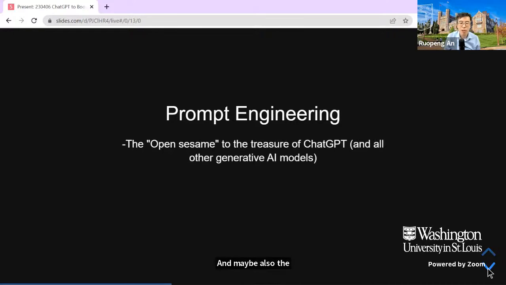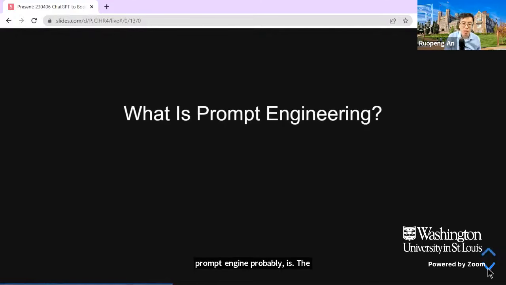communicating with machines. So I argue that prompt engineering, basically how to write good prompts for machines, is the open sesame to the treasure of ChatGPT and all the other generative AI models. Okay, so if you remember the fable of Ali Baba, open sesame was the keyword to open the treasure mountain, right? So prompt engineering is probably the open sesame to the treasure of ChatGPT.